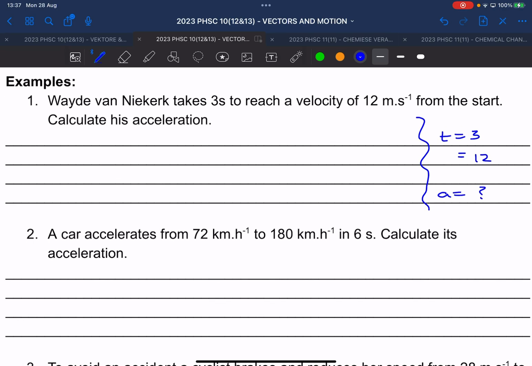That 12 meters per second, what symbol goes with that? What information did they give us there? The initial velocity? Let's read the question together. It says Wade van die Kerk takes 3 seconds to reach a velocity of 12, the final velocity. So what in the world will his initial velocity be? What does the word initial mean again? The first.